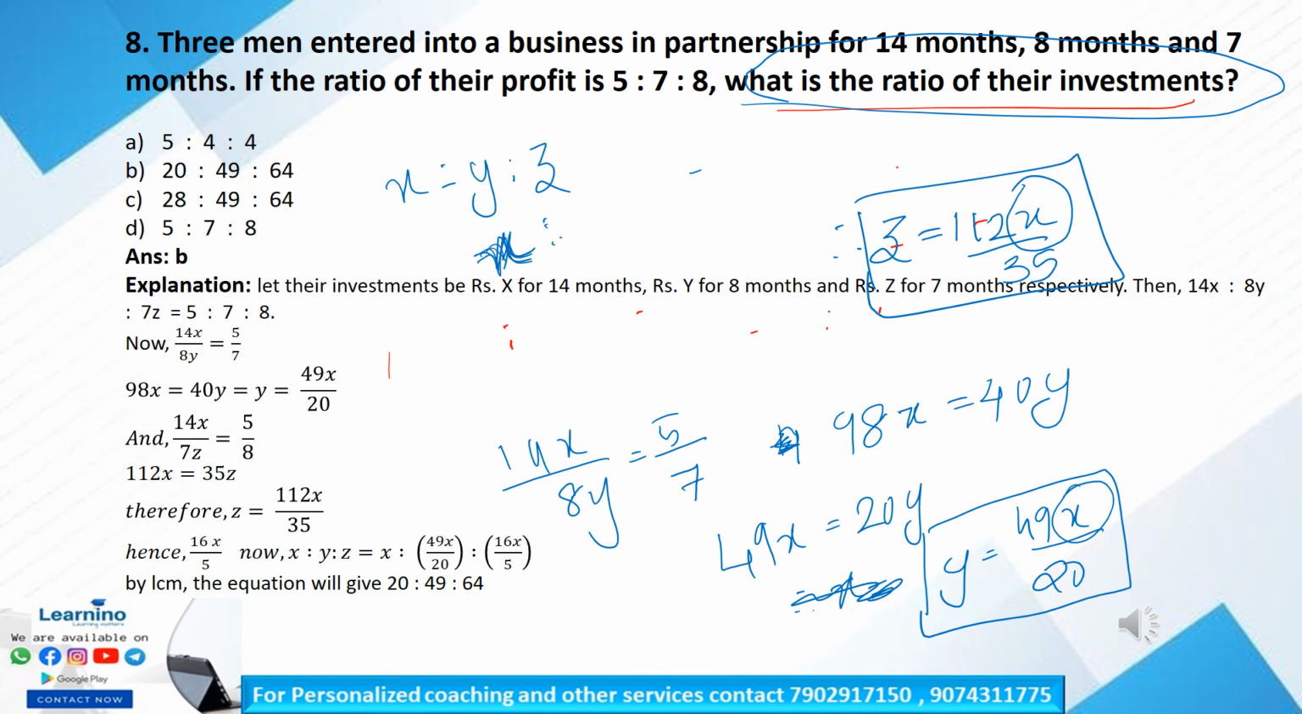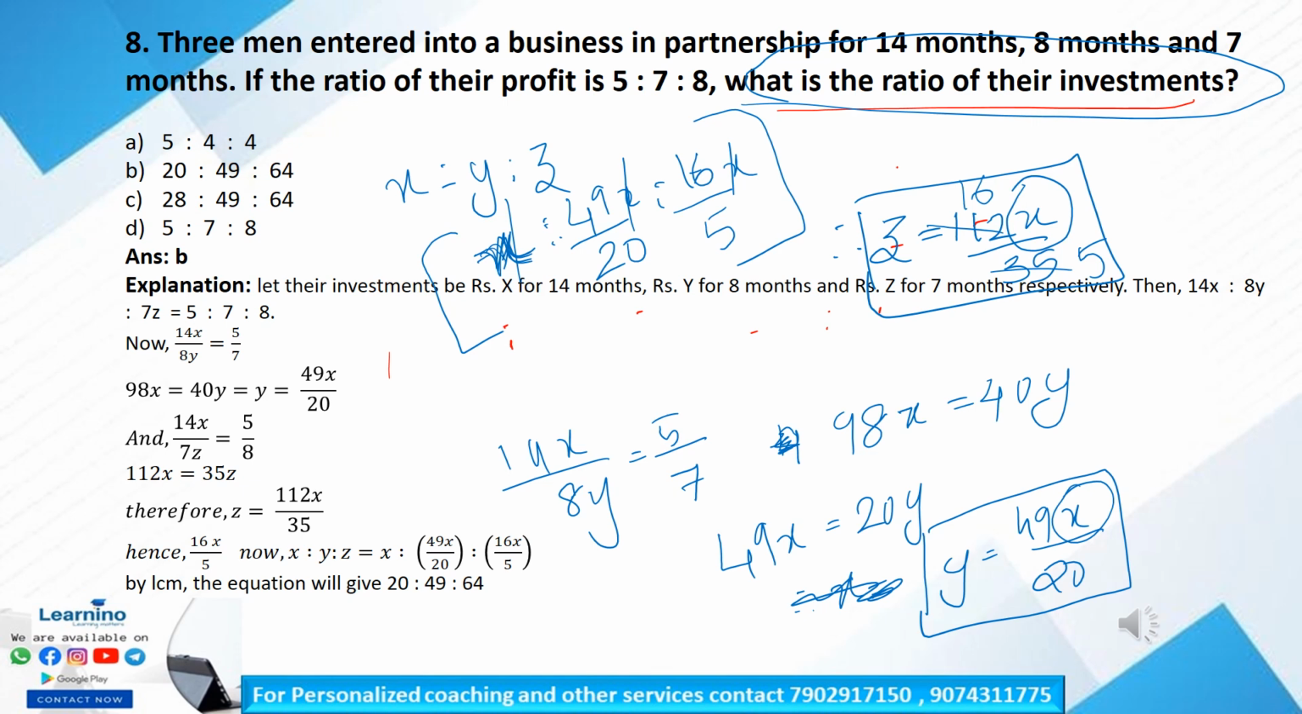x is to, what is the value of y? 49x by 20. And the value of z is 112x by 35. This also gets cancelled by 7: 7 into 5 is 35 and 16 into 7 is 112. So it is 16x by 5. So all the ratio is in terms of x, right? So that we can cancel everything very simply. We can cancel x here.